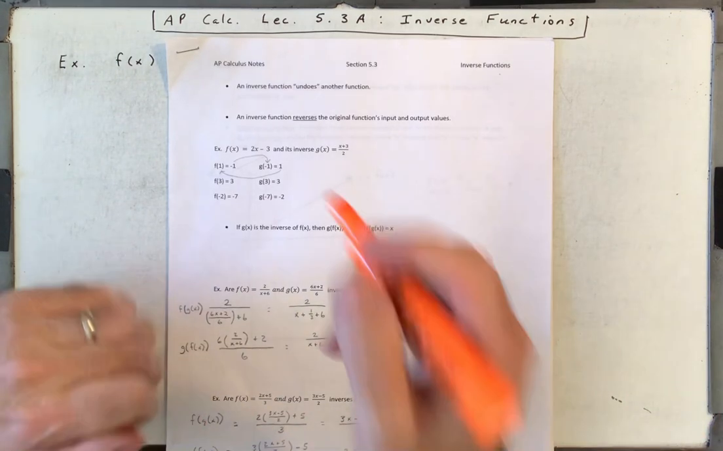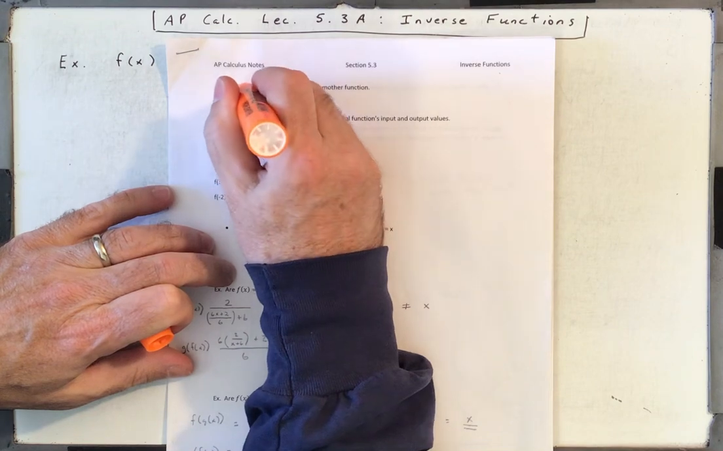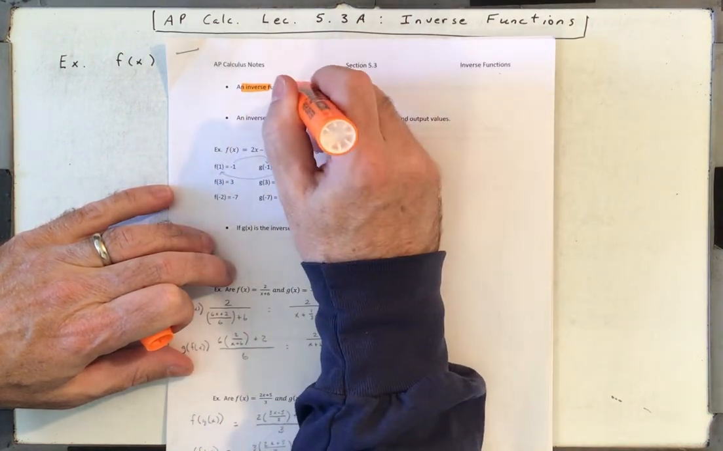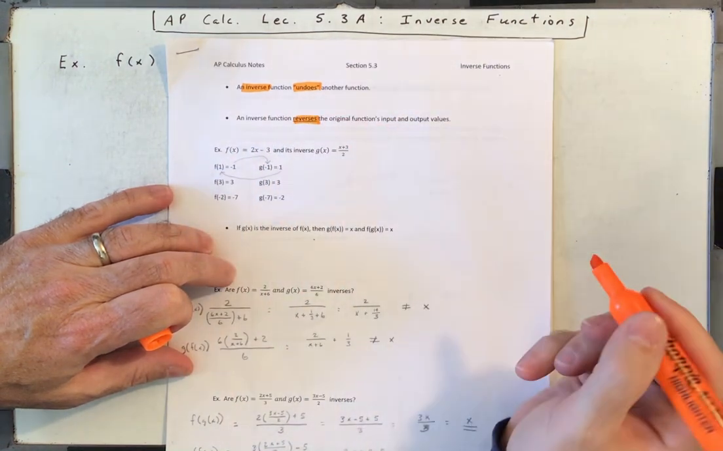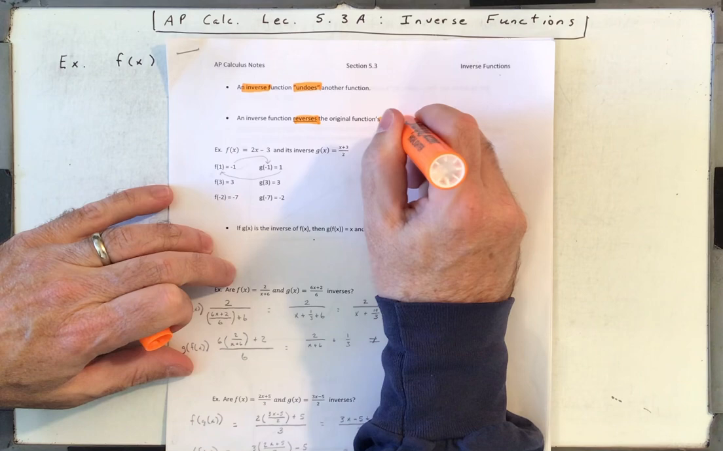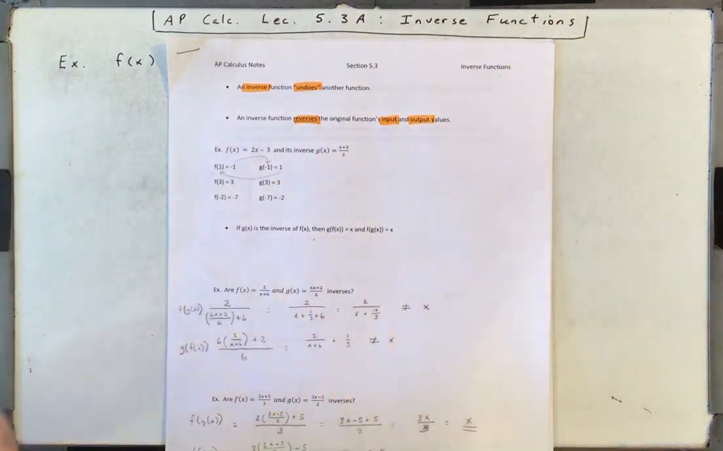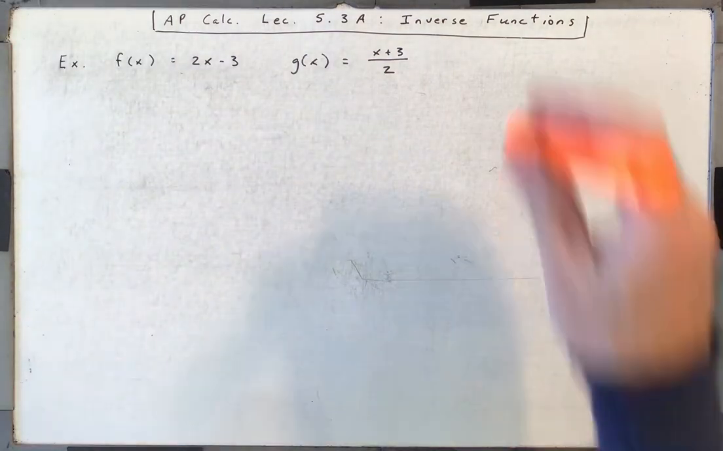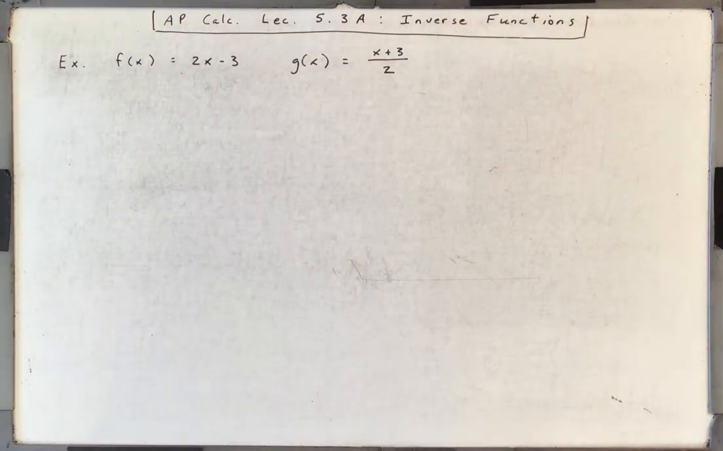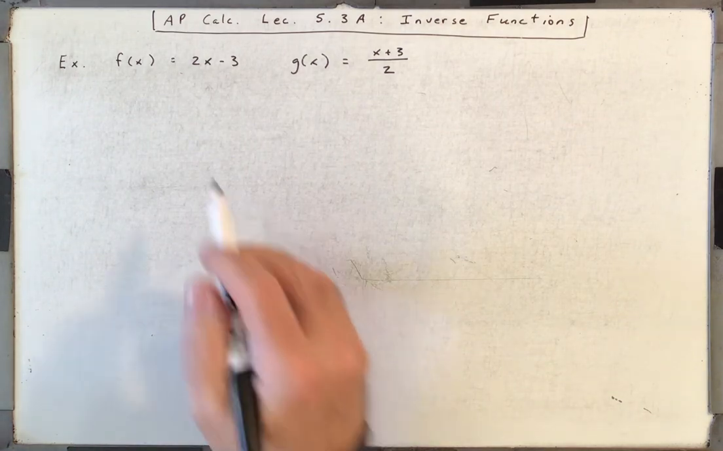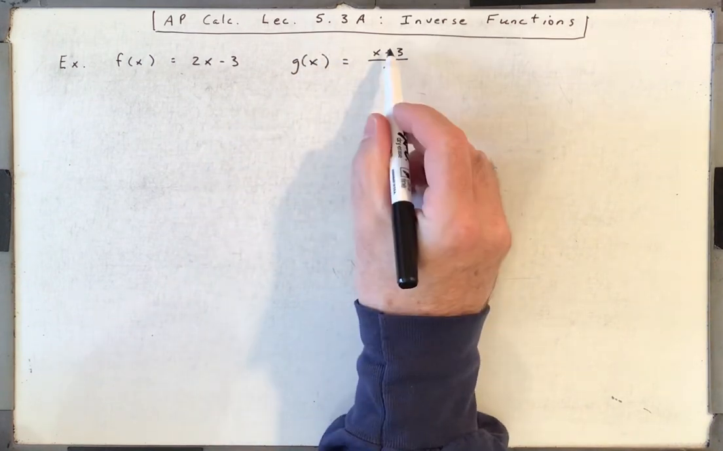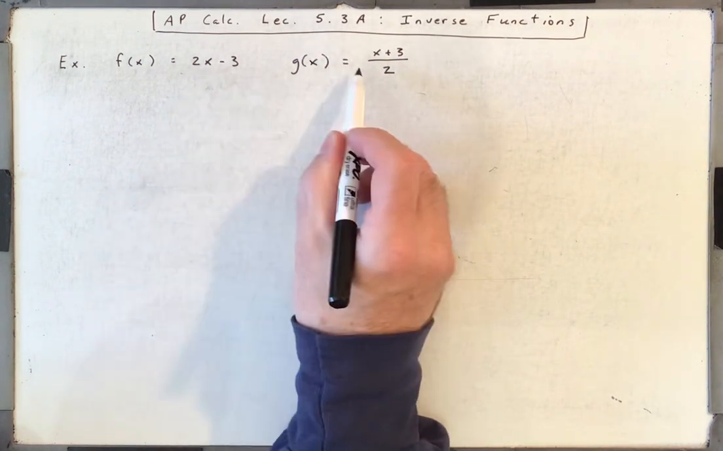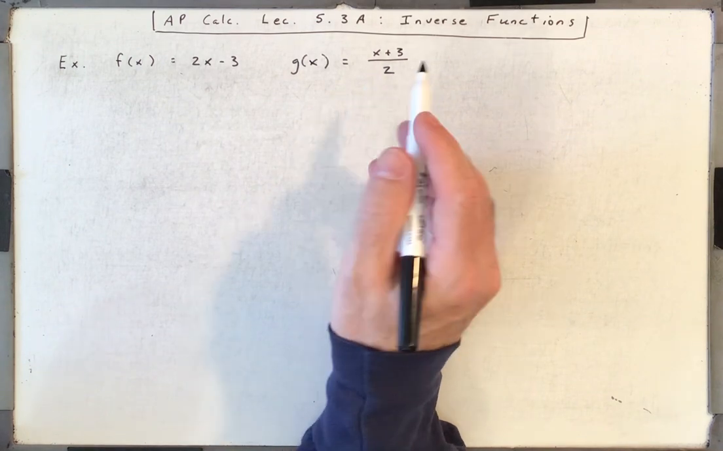Okay, so an inverse function undoes another function. An inverse function reverses the original function's input and output values. So let's take a look at our first example here, and we'll see what we're talking about. So for example, let's say we've got f of x is 2x minus 3, and then g of x is (x plus 3) over 2. And I can tell you these two are inverses, okay?